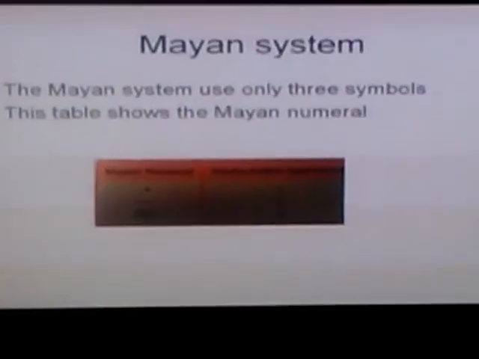We have the Mayan system. The Mayan system uses just 3 symbols. We have the dot, which is 1, the line is 5, and the shell symbol is 0.